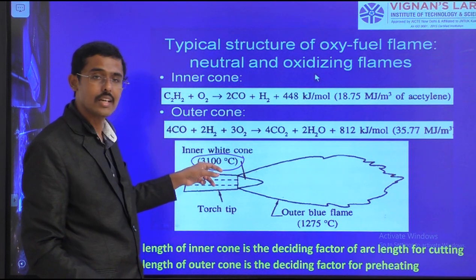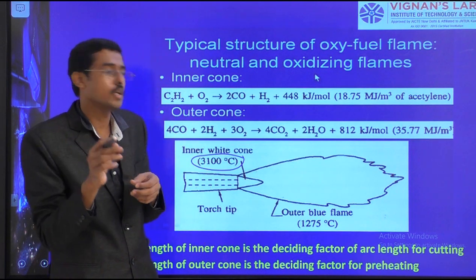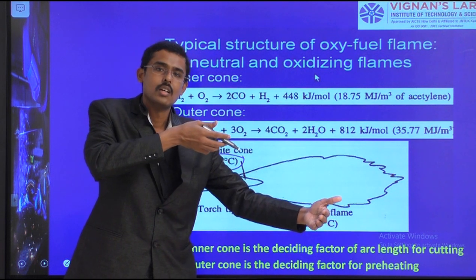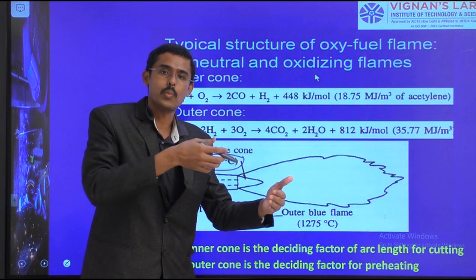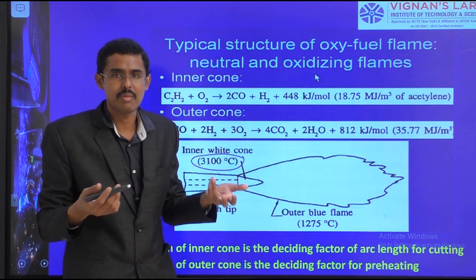Inner cone temperature is higher. If we want to weld, we should keep nearer to this. If you want to do heat treatment, we should keep nearer to this outer temperature enough. The long distance we can maintain. Only the outer blue flame will fall on the workpiece in such a way that it can be carburized or heat treated for some other purposes.